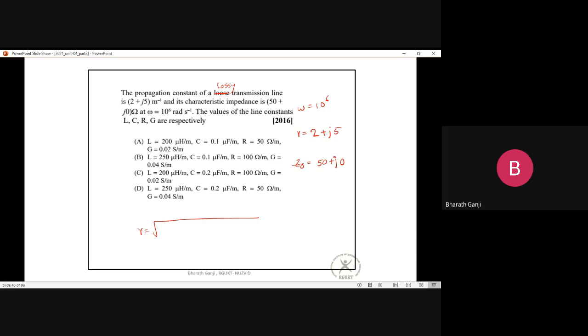You can go from the answers. You can choose any formula. Gamma is the square root of (R plus j omega L) into (G plus j omega C), whereas Z is nothing but the square root of (R plus j omega L) by (G plus j omega C). So these are the formulas, and when I put these values, I should get these answers.